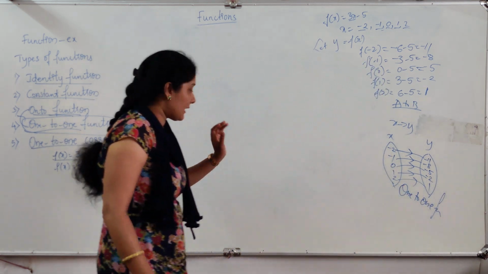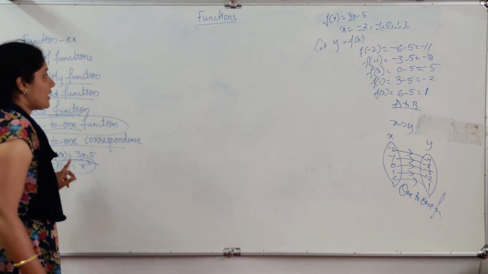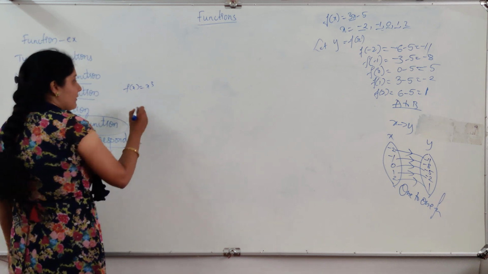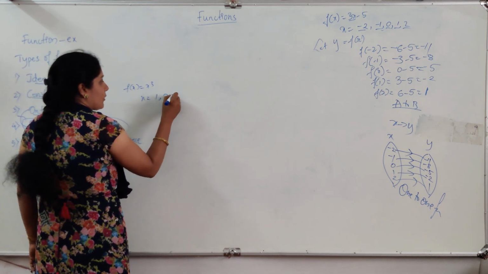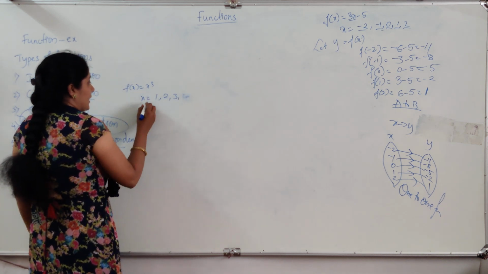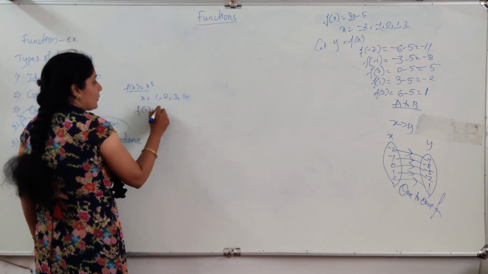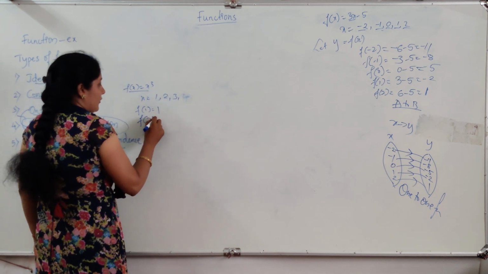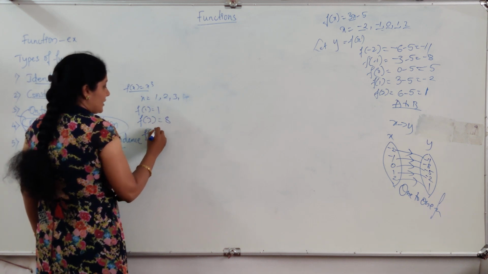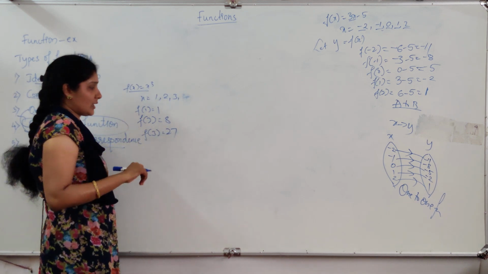Similarly, the next example, that is f of x is equal to x cube. See here, f of x is x cube. Let me take the values for x. As usual, you can take any value: 1, 2, 3, 4. Okay, let me take only 3 values: 1, 2, 3. Now, put these values in the expression. f of 1 is 1 cube, that is 1. Next, f of 2, 2 cube, that is 8. Next, f of 3 is 3 cube, that is 27. 3 threes are 9, 9 threes are 27.